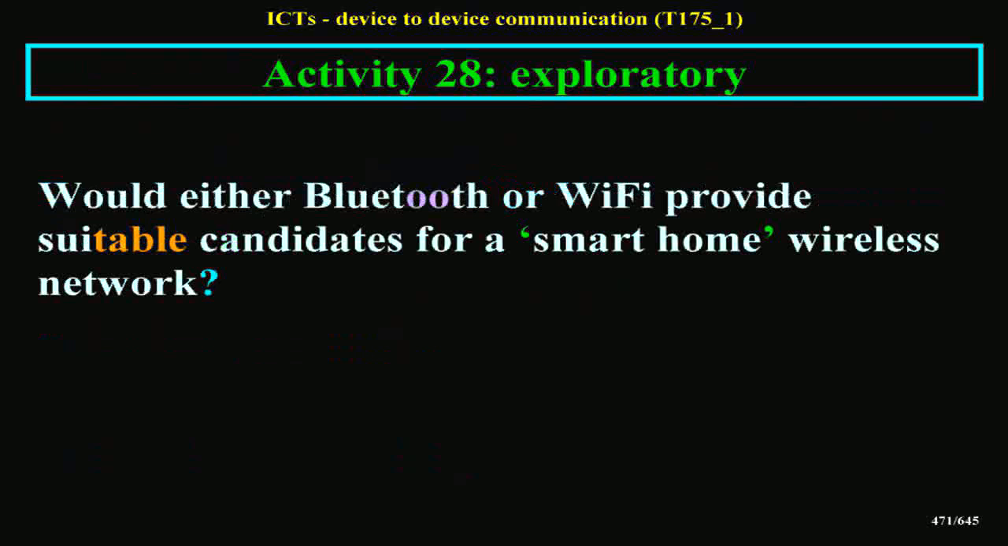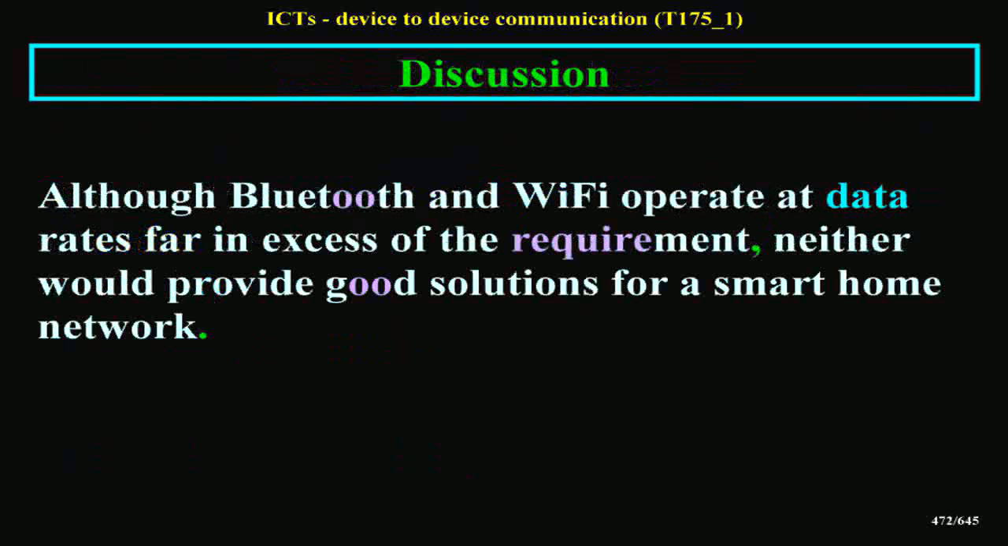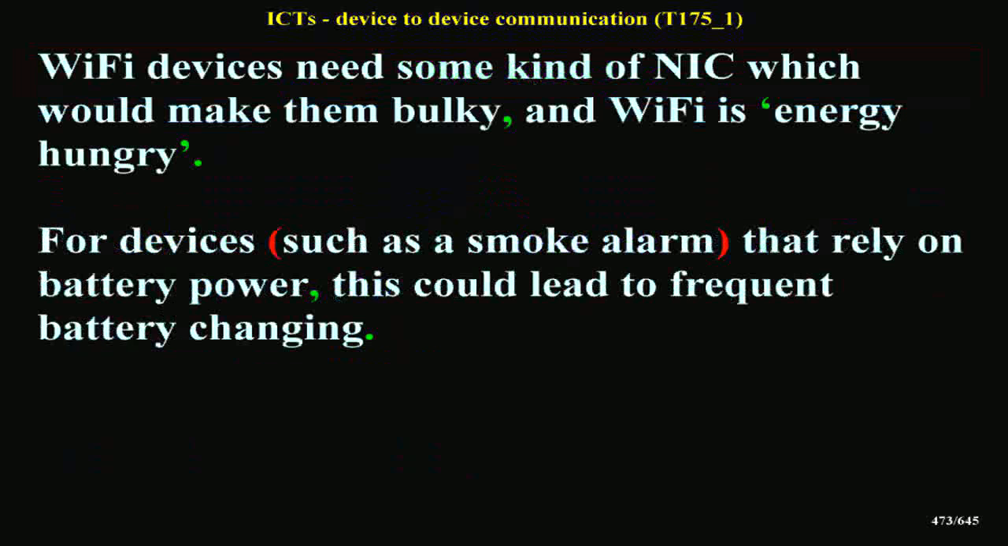delay. Activity 28. Exploratory. Would either Bluetooth or Wi-Fi provide suitable candidates for a smart home wireless network? Discussion. Although Bluetooth and Wi-Fi operate at data rates far in excess of the requirement, neither would provide good solutions for a smart home network. Wi-Fi devices need some kind of NIC which would make them bulky, and Wi-Fi is energy hungry. For devices such as a smoke alarm that rely on battery power, this could lead to frequent battery changing.